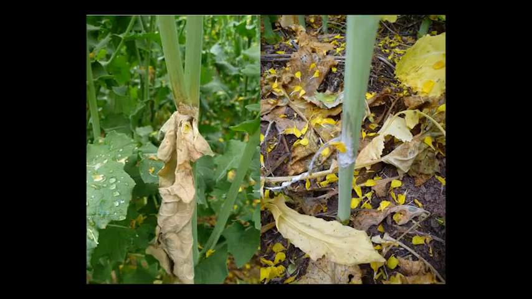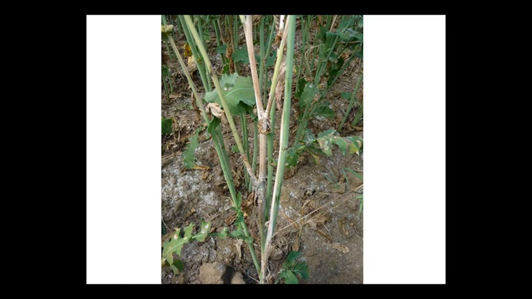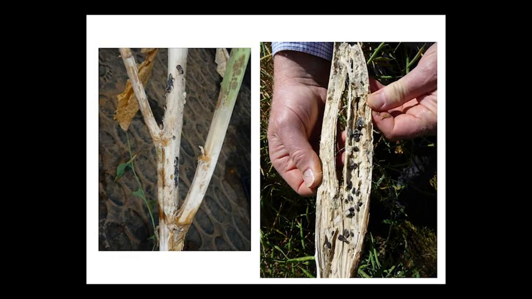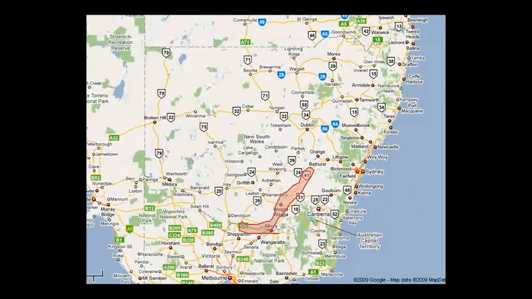And then you get this white mycelium growth on the stem, and then you get total plant death. And then the little sclerotia form inside the stem when you break it open, and then that survives for the next year or the year after, or whenever the next infection process occurs.